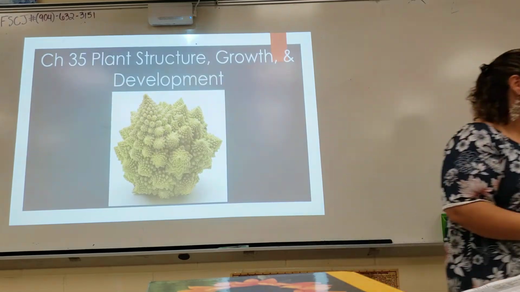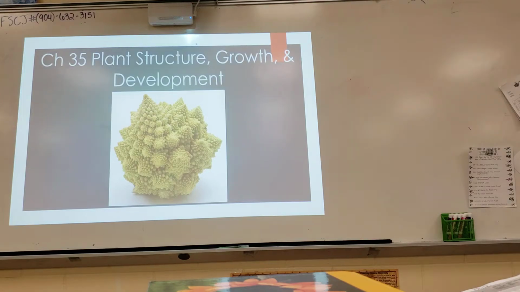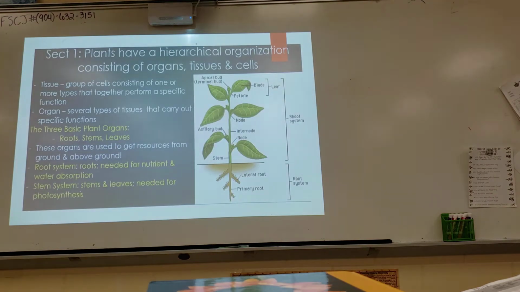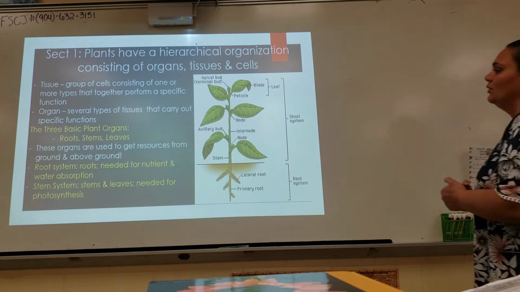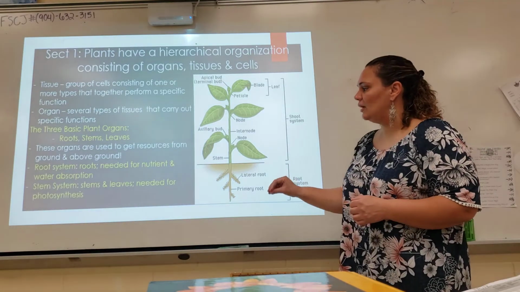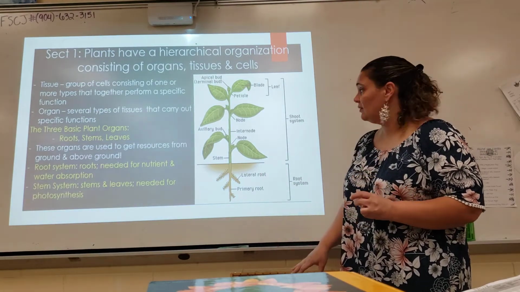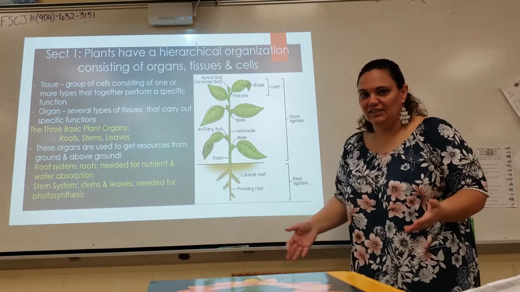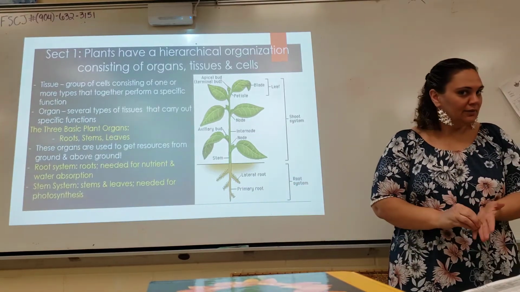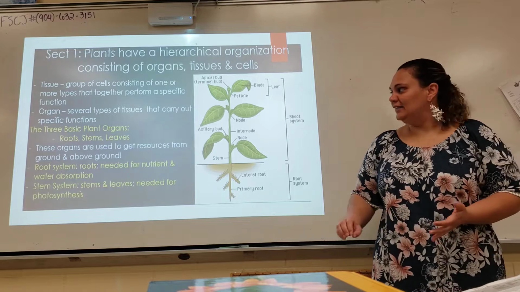All right? Three main parts, three main organs. Look at that, root, stem, leaves. Root system, you've got roots needed for nutrient and water absorption, and stem and leaves needed for photosynthesis. They're the green part, photosynthesis. And what makes it green? Hopefully you remember, it is chlorophyll.